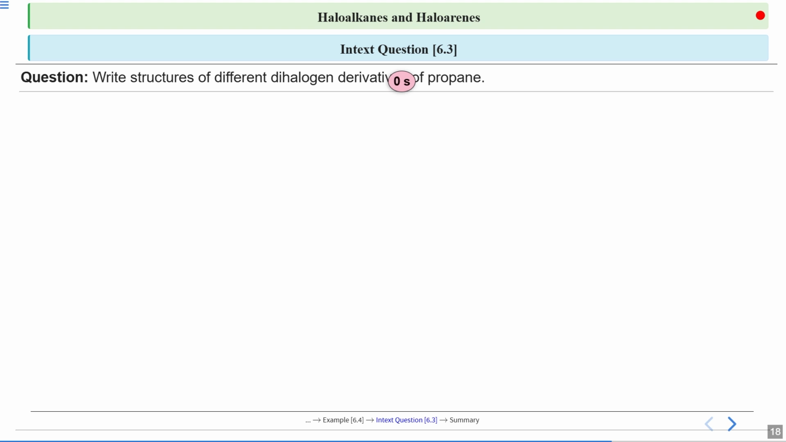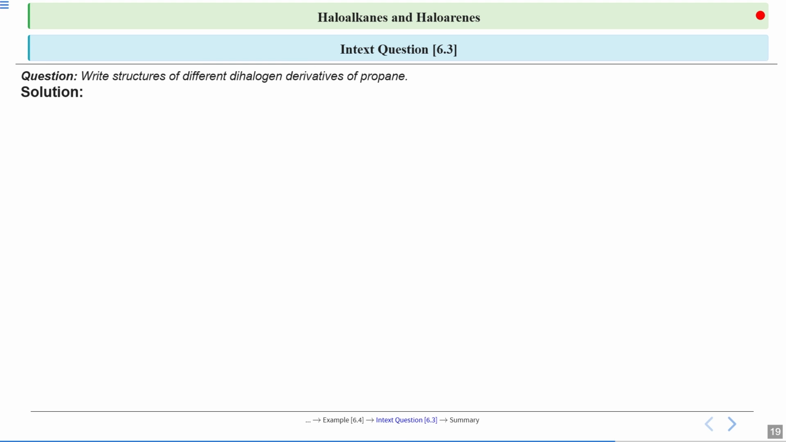Okay, let's see. So for this question, we have to understand the dihalogen derivative first, because you have to tell in this question the structures of different dihalogen derivatives of the propane molecule.